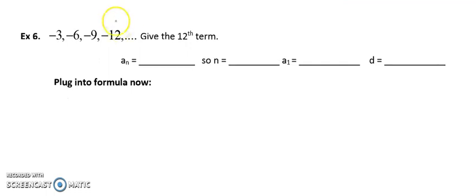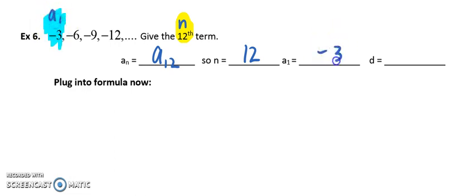Same deal. Give the 12th term. What are they talking about here? Give the 12th term. So that must mean my n is 12. And that must mean a sub n is a sub 12. A sub 1, what is it? Well, it's your first term right here, so that's a sub 1. What's the difference? You don't know. They didn't tell you, but you can find it. It's the second term minus the first term.